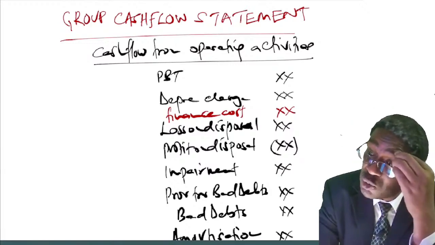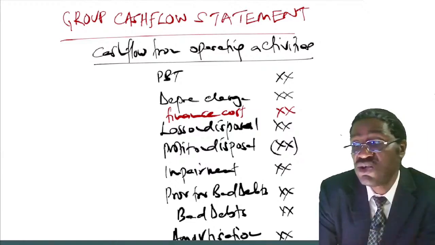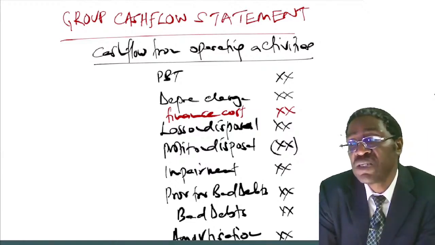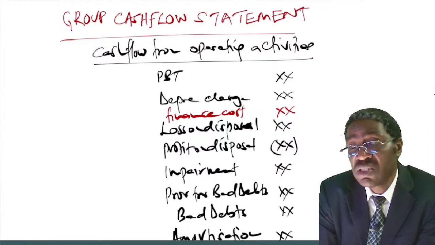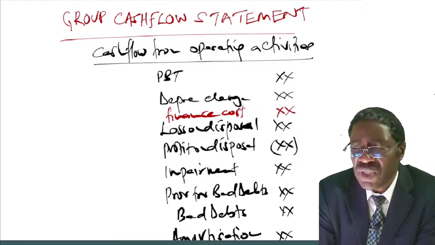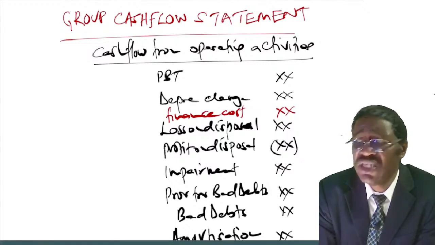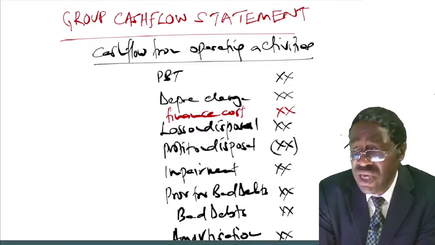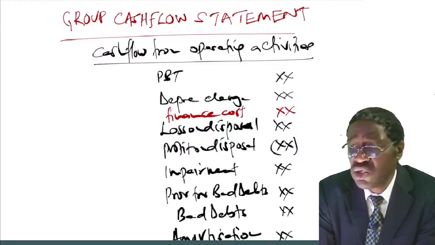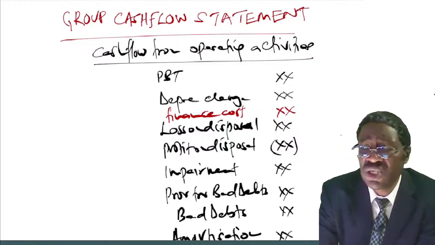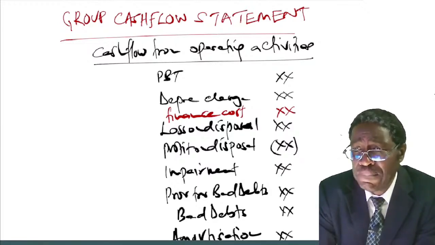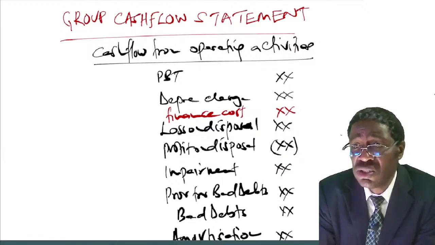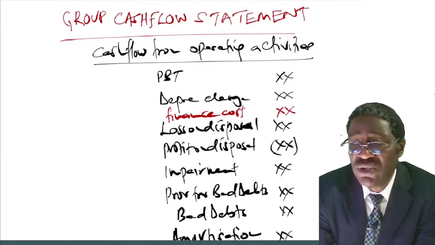So we are starting with the cash flows from operating activities. I said you start with the profit before tax, adjust it with the non-cash items, identified them like depreciation charge, finance cost, loss on disposal, gain on disposal you minus, because I said it made your profit more. Then we said impairment. Then we talked about provision for bad debts. Then we talked about amortization. Bad debts and amortization. Copy up to there. Then I roll the page.